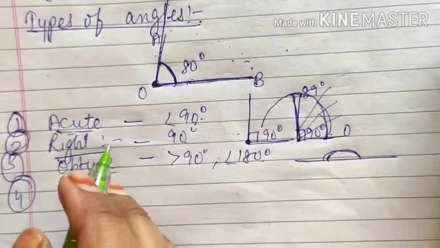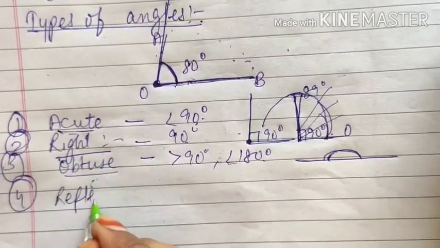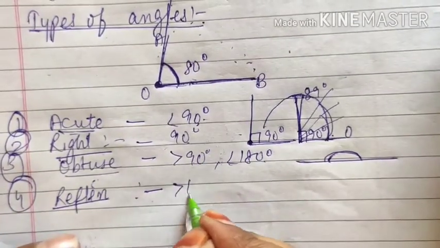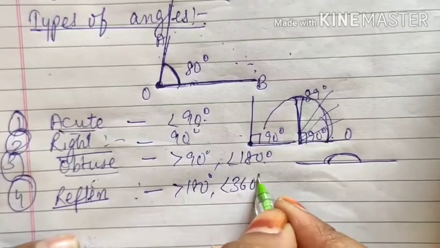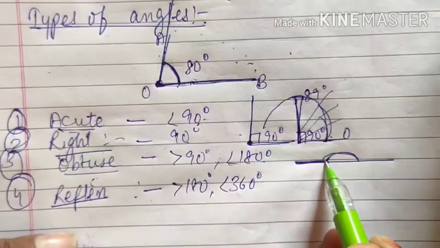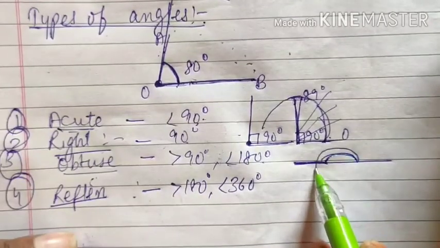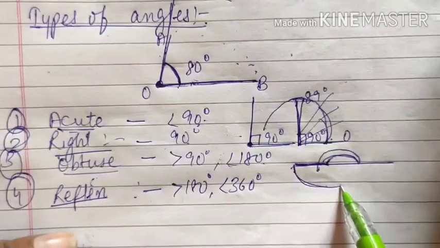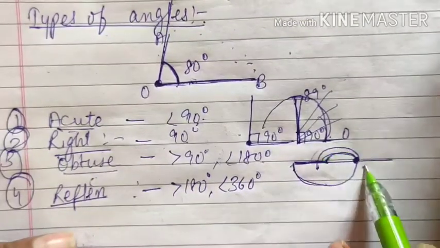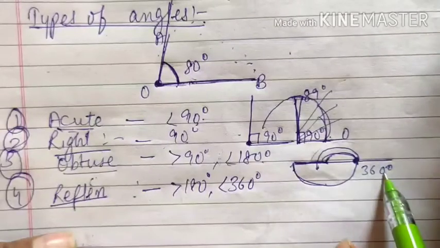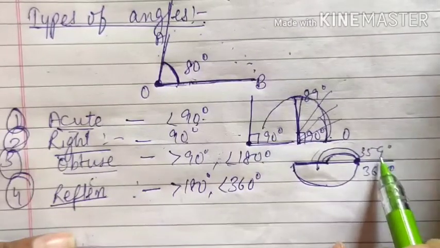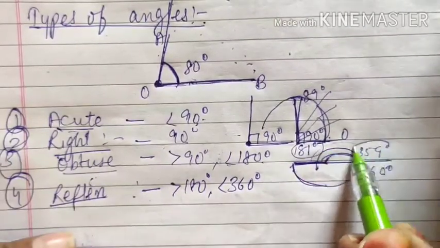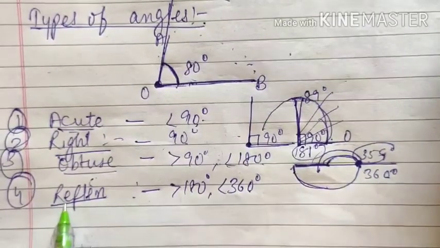And then the next one is reflex angle. Reflex angle is more than 180 but less than 360 degree. Now you are at 180 degree. As you move further, you will get 181, 182, like this. When you complete this round back to here, that complete angle will be 360. So less than 360 means up to 359. Above 180, from 181 to 359, all the angles are reflex angles.